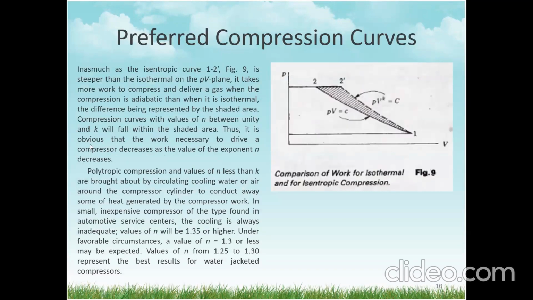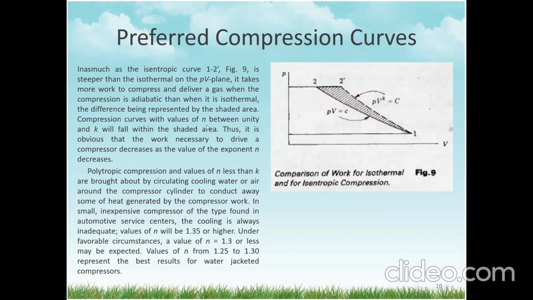Next, the prepared compression curve. Single stage lang ito, discuss. Inasmuch as the adiabatic curve 1 to 2 prime, figure 9, is steeper than the isothermal on the PV plane, it takes more work to compress and deliver a gas when the compression is adiabatic than when it is isothermal, the difference being represented by the shaded area. So ito isothermal 1 to 2, and 1 to 2 prime is the isentropic.